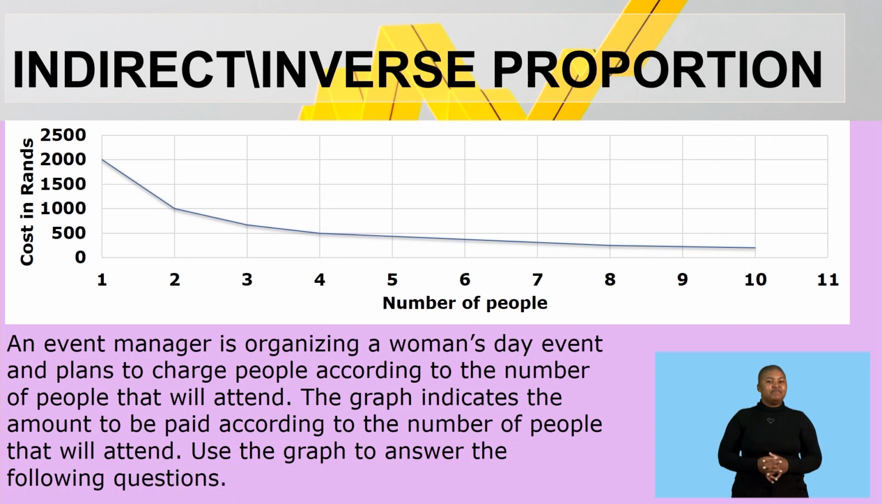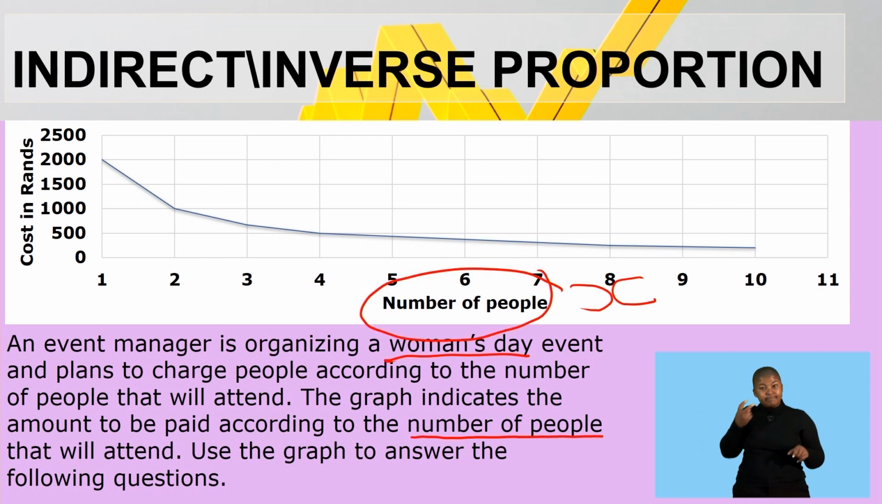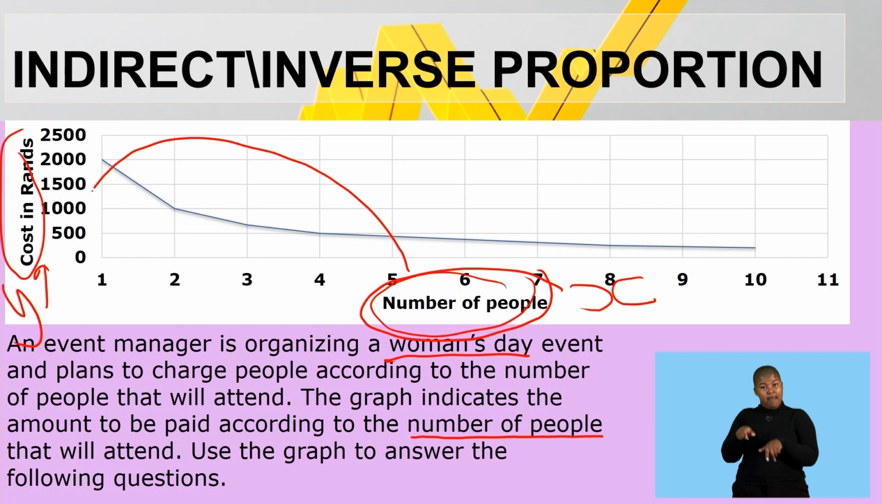An event manager is organizing a Women's Day event and plans to charge people according to the number of people that will attend. The graph indicates the amount to be paid according to the number of people that will attend. Use the graph and answer the following questions. Now, what is going on in the graph? On the x-axis, there's the number of people, and on the y-axis, it's the cost. So the number of people will determine the cost per person.